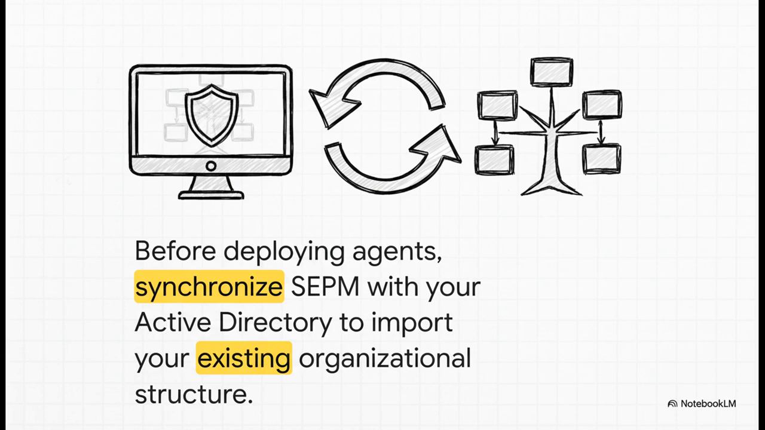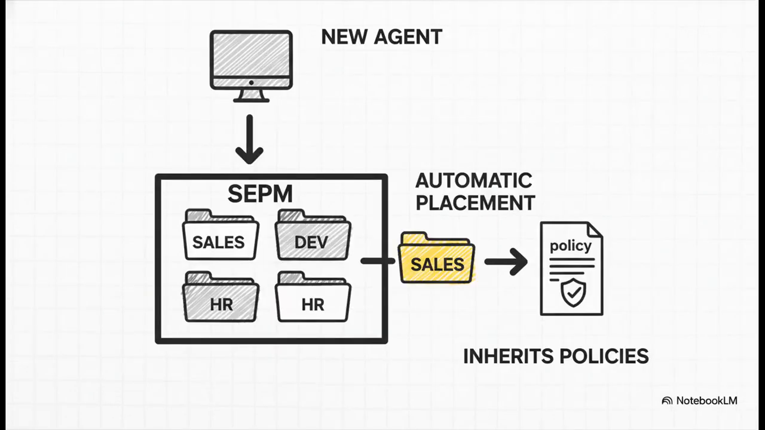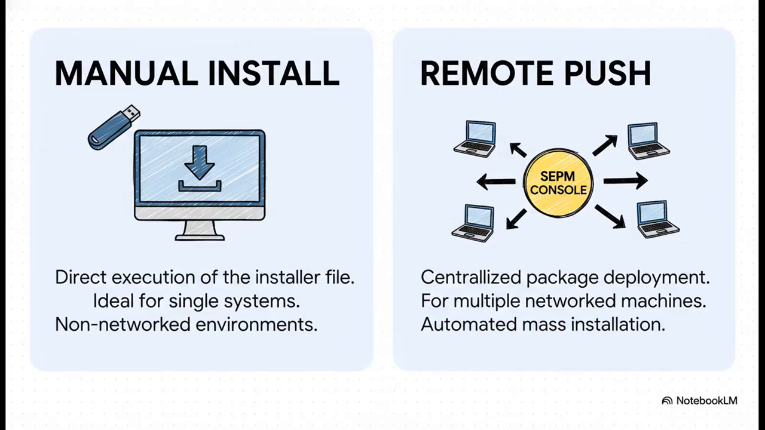Jump into the SEPM console, go to the admin section, and sync it up with your Active Directory. You can literally pull in the whole organizational structure you already have. So why does that matter? Well, it's pretty magical. When a new agent pops up on a domain machine, SEPM is smart enough to see it, check which OU it belongs to, and bam, it automatically drops it into the right group. That means it gets the correct policies from day one with zero manual work from you. It's just awesome.